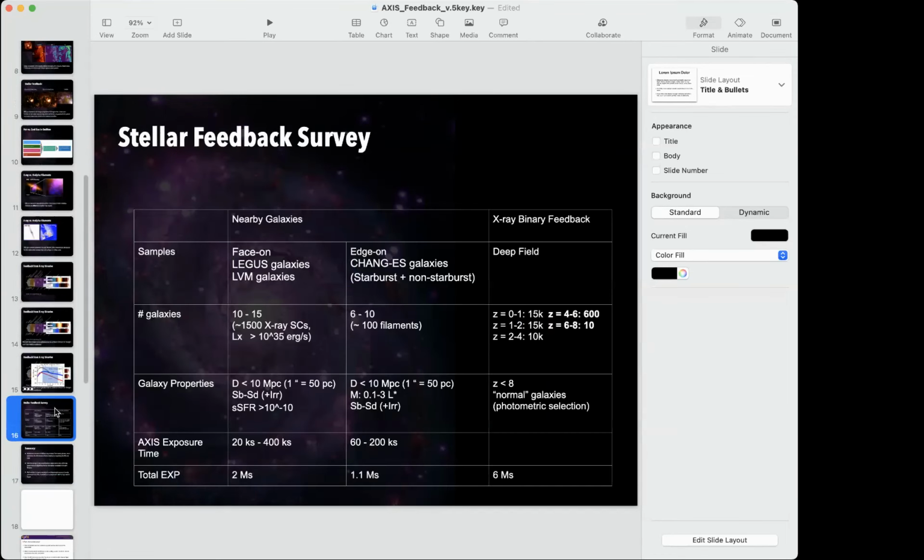So here we came up with two observational plans. One is for the nearby galaxy survey, including both face-on and edge-on galaxies. We would be working on 10 to 100 parsec scale structures. Since this is a very small scale, we have to limit the distance to somewhere like 10 megaparsec, and the sample will combine various galaxy types.